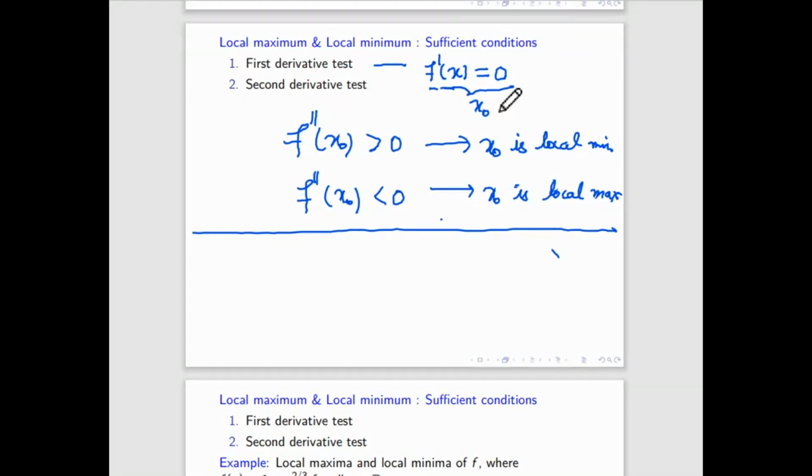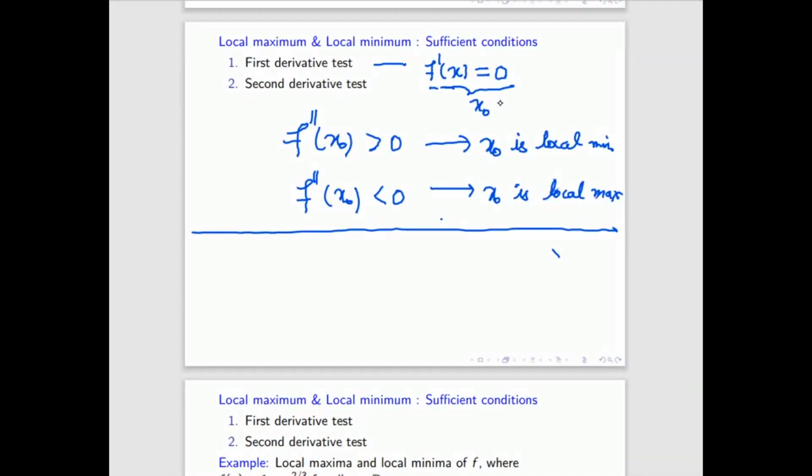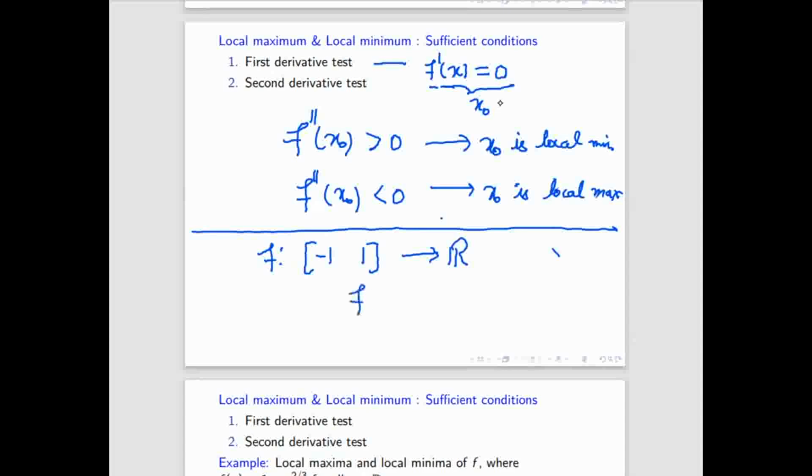So now I will give one example, and by applying this result only you have to find. You can draw the graph also, but I don't want the answer from the graph. I want the answer from this result. Very simple example I will give. The domain is given as -1 to 1, real numbers, and the function definition is f(x) = x. The question is: find the maximum or minimum of this function by the above result.